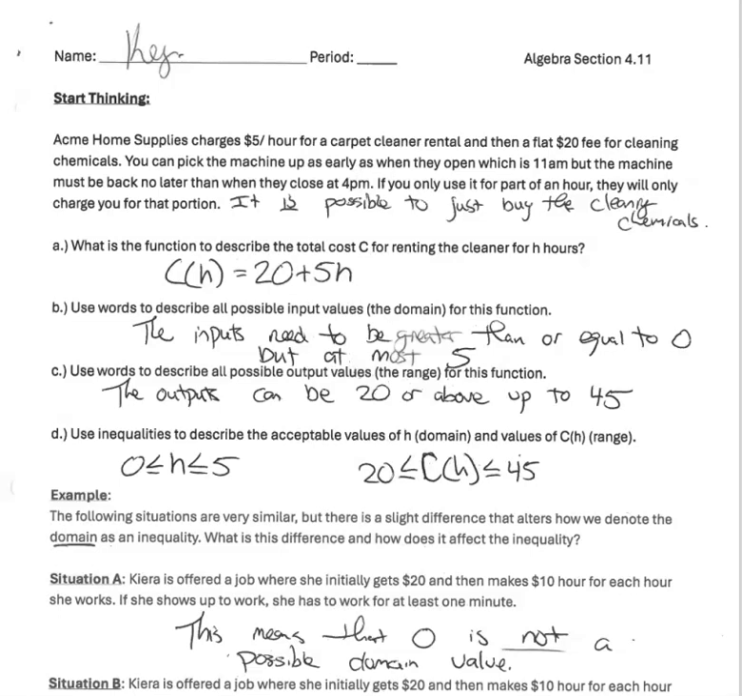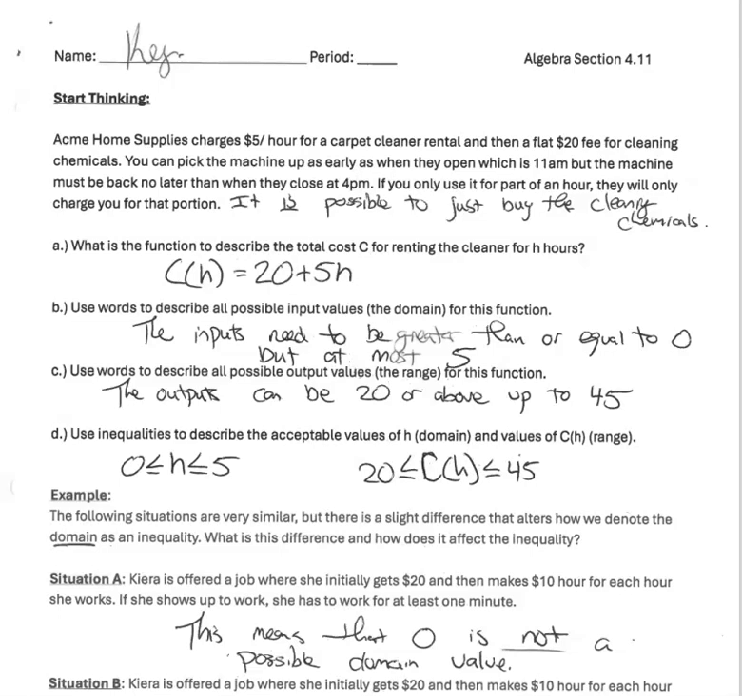So at first the students went through and answered part A, B, and C. Part A is what is the function that describes the cost C for renting the cleaner for H hours. And we wanted to get this into function notation. So we got C of H equals 20 plus 5H.